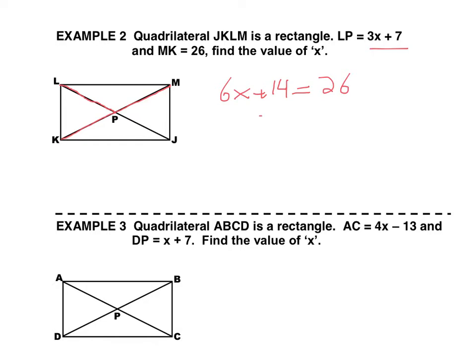And now we solve. We subtract our 14. We have 6x equals 12. So obviously x equals 2. Okay? So do you see how that worked? We still know that the diagonals as a whole are congruent to each other, but they didn't give us both the diagonals. They gave us half of one diagonal and then the whole of the other diagonal. So we had to recognize that they didn't give us all the information. Okay, let's look at example 3 now.